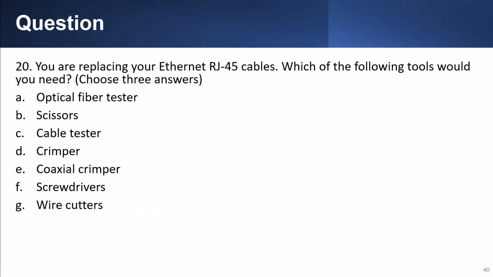Question 20. You're replacing your Ethernet RJ45 cables. Which of the following tools would you need? Choose 3 answers.